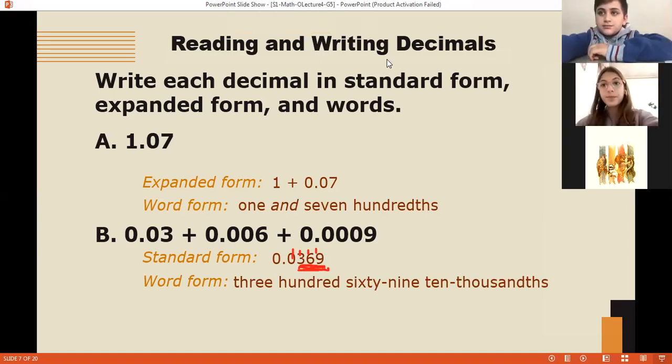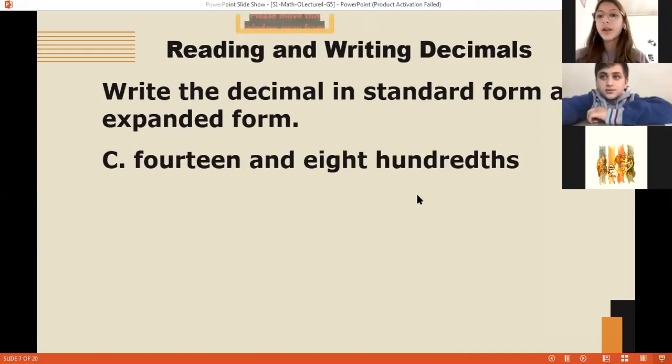Now I want Hala. Ready, Hala? Here you have the number in word form. I want you to give me the standard and the expanded form. Let us start with the standard form. 14 and 800. 14, huh? I don't want expanded first. I need the standard form, so just give me the number. 14.800. Let's focus, Hala.